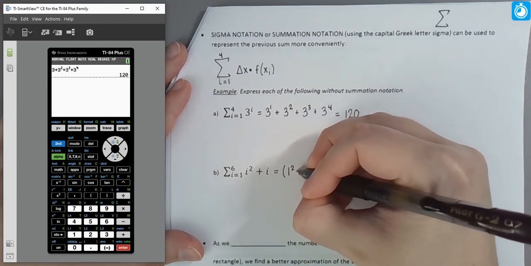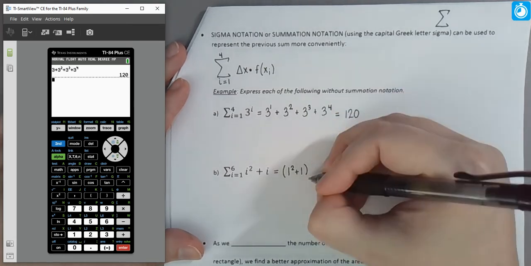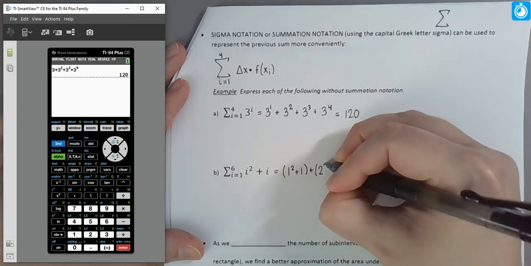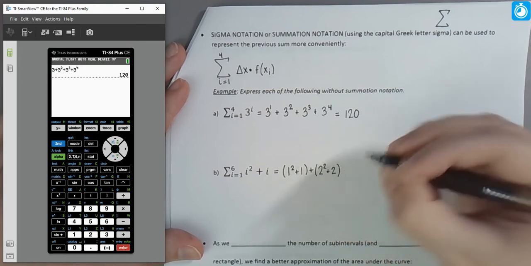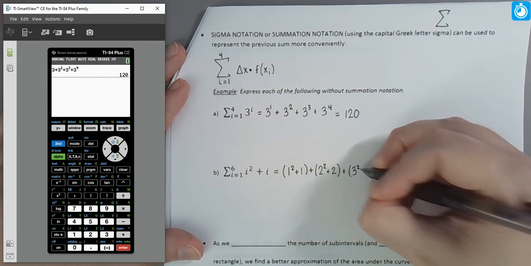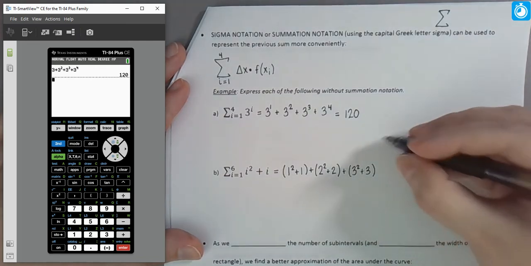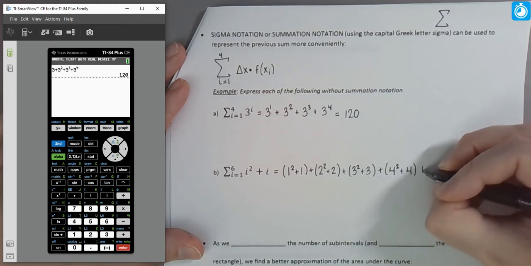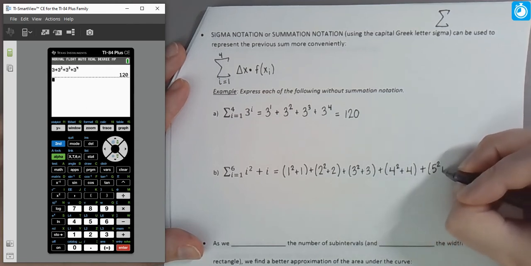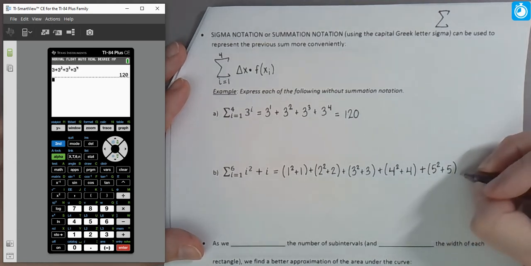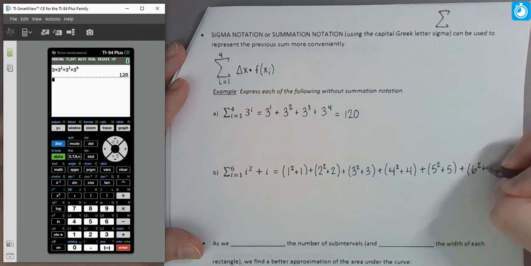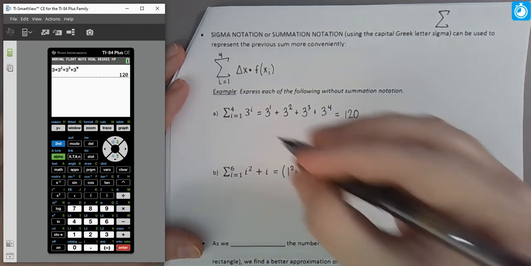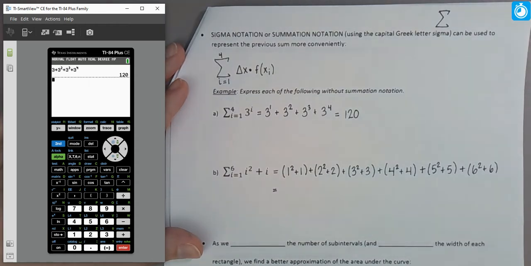So we have 1 squared plus 1 plus 2 squared plus 2 plus 3 squared plus 3 plus 4 squared plus 4 plus 5 squared plus 5 plus 6 squared plus 6. And so ideally, it's not a good idea to plug this all into your calculator at one time, but maybe just simplify each of these terms individually.